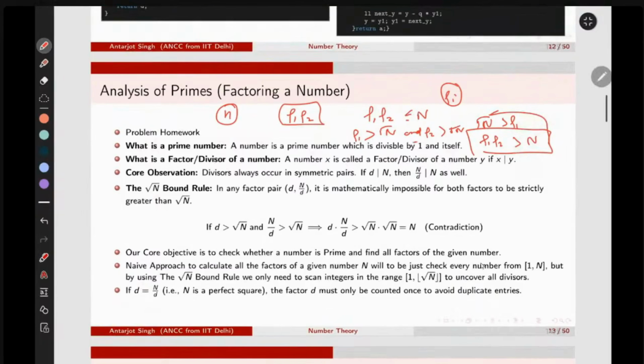Sorry, I wrote it wrong here. I just showed it by contradiction. If both are greater than root n, then the product would be greater than n, which is impossible, and you can't have those factors. So we need to scan only from 1 to root n.